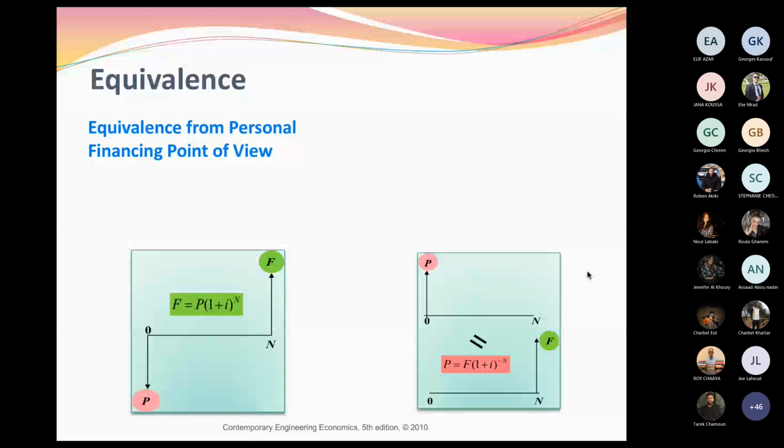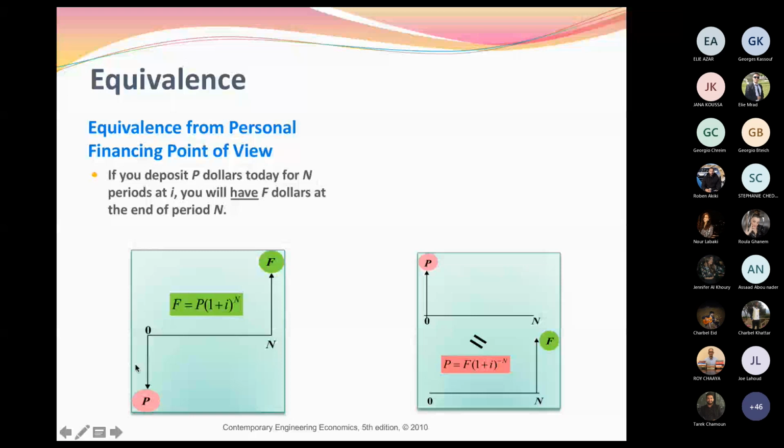So this is a simple example where we consider P and F from a personal financing point of view. What does it mean? If you deposit capital P today for N periods at I, you will have F, which is P(1 + I)^N, at the end of period N. Right? So this is economic equivalence. Having P today is equivalent to having F in N years. I can trade having P today for having F in N years.